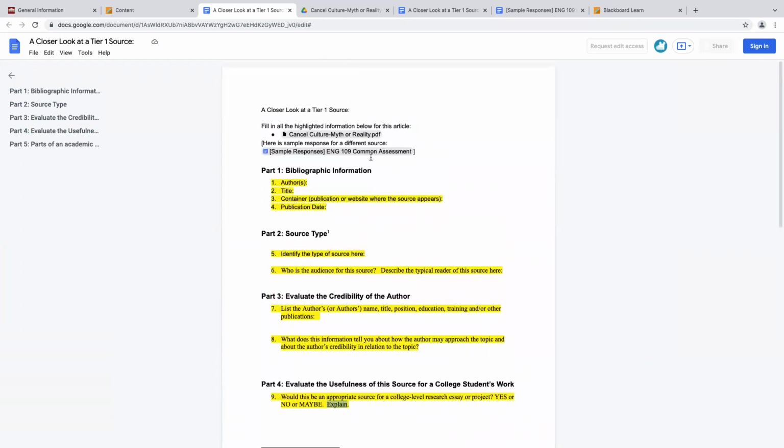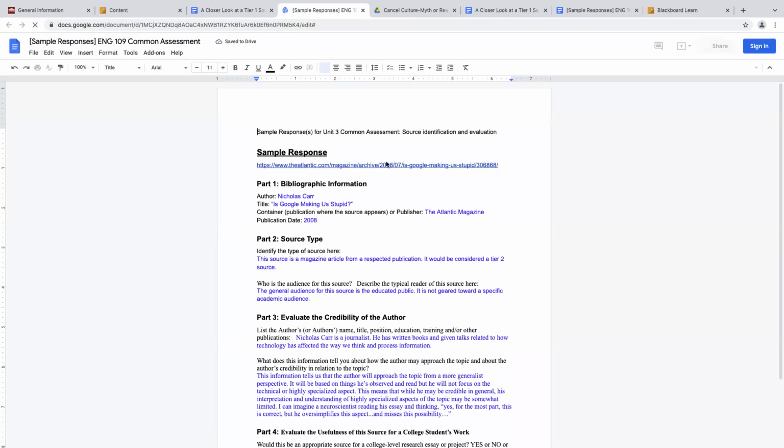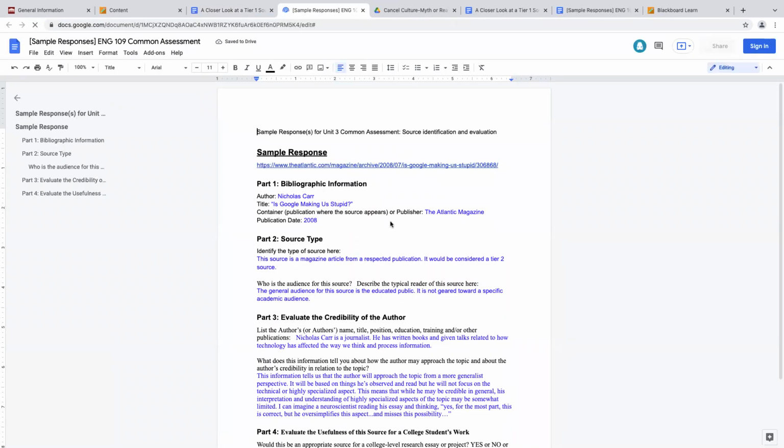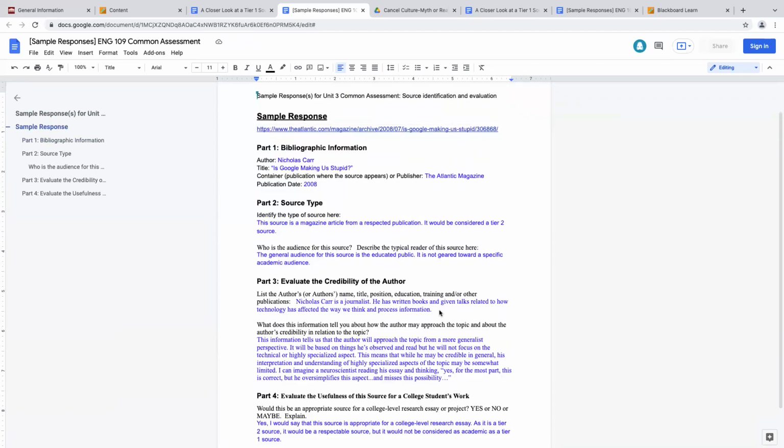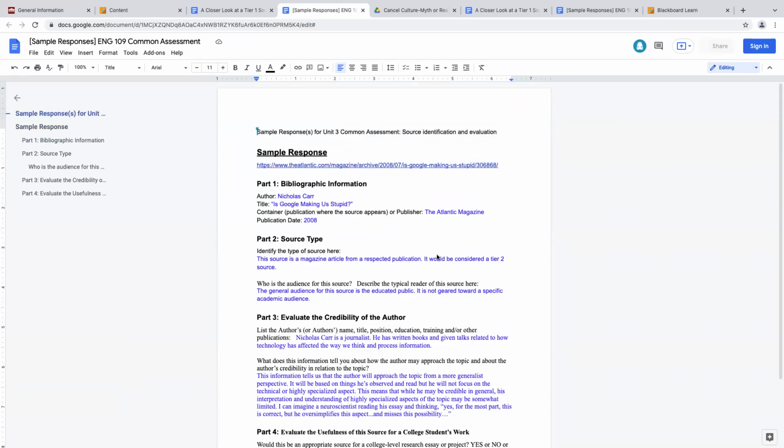Now, one last thing is that I did include a sample response here for a different article, so you can see how that would look. I put my sample responses here. I didn't do it for the last set of questions, but I did do it for the other one. One reason is that the last set of questions doesn't really apply if it's not an academic article.